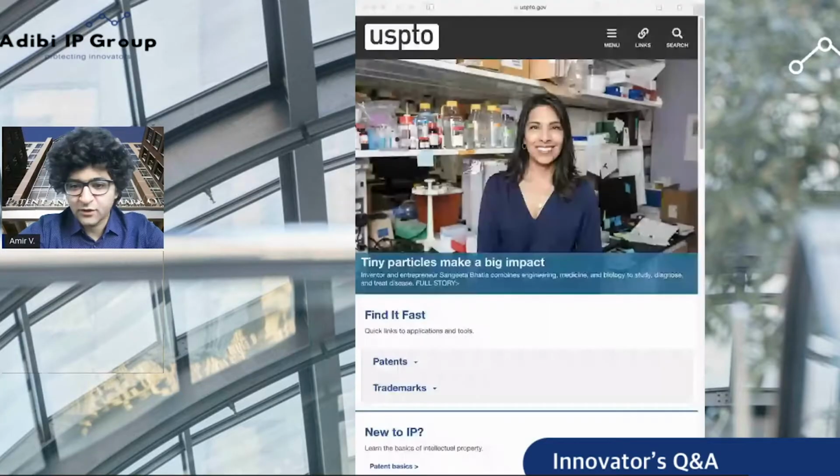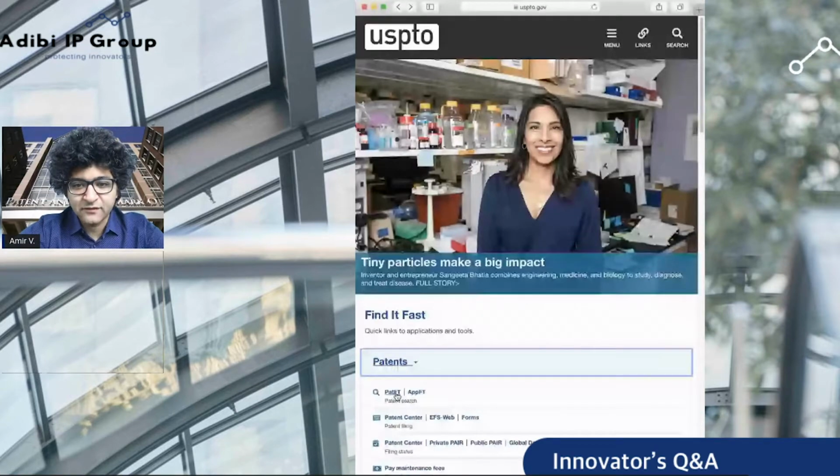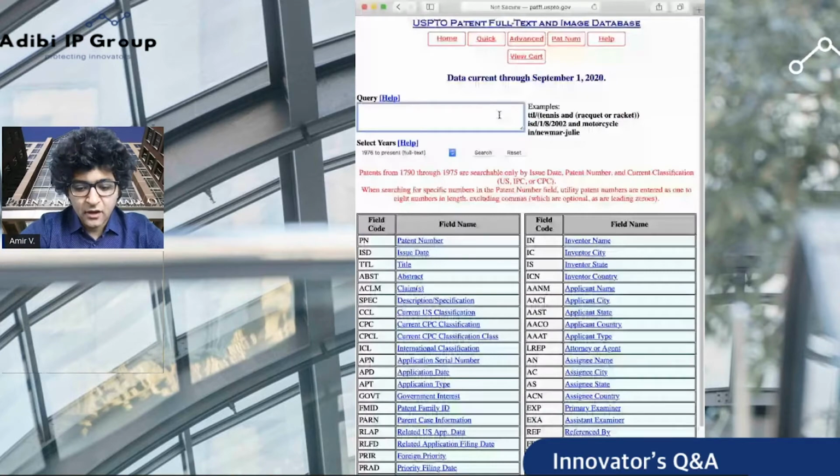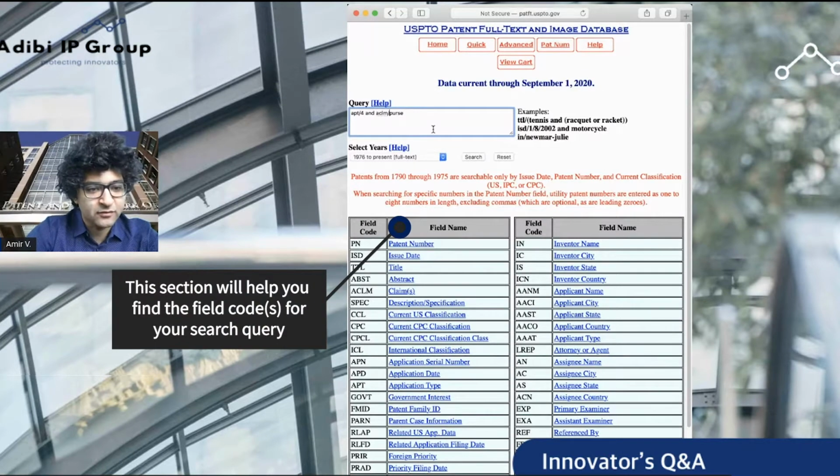So the first thing we're going to do is go to uspto.gov and click on patents. We're going to want to get to the search section, so patent search. And then I like to do advanced searches, so you can do the advanced search right here. All you do to find design patents is use the code APT/4. This is the code here. So it'd be purse, or friends, or bag.